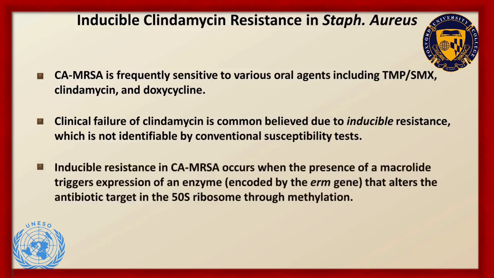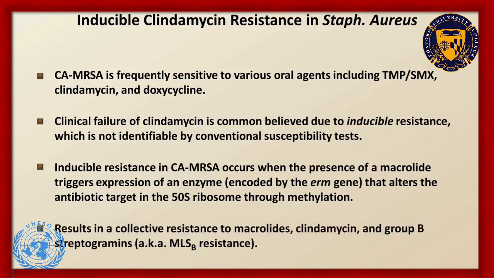Inducible resistance occurs when the presence of a macrolide triggers expression of an enzyme encoded by the ERM gene that alters the antibiotic target in the 50S ribosome through methylation. This results in a collective resistance to macrolides, clindamycin, and group B streptogrammins, as they all share the same binding site. This is known as MLSB resistance.